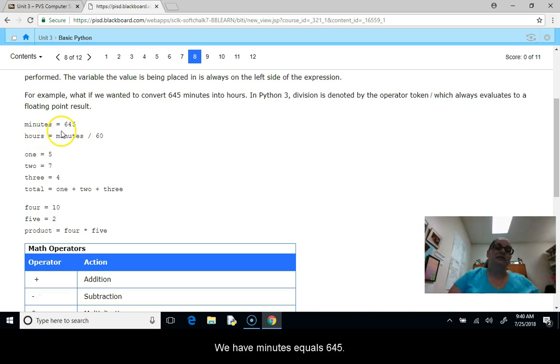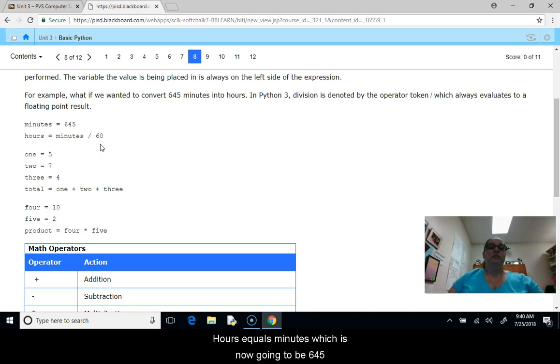We have minutes equals 645. Hours equals minutes divided by 60. So when I said the variable is replaced with the value, right here is an example of that. Minutes is 645. So hours equals minutes, which is now going to be 645 divided by 60. And that will give us the number of hours that 645 minutes would be equal to.